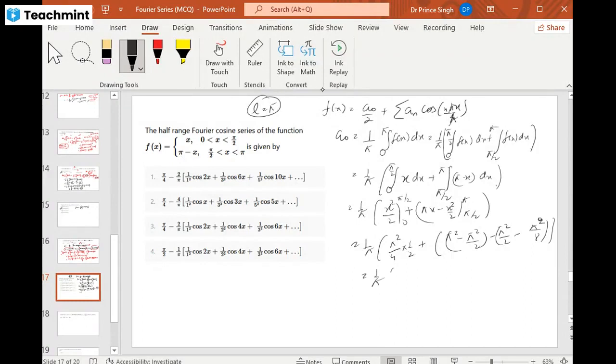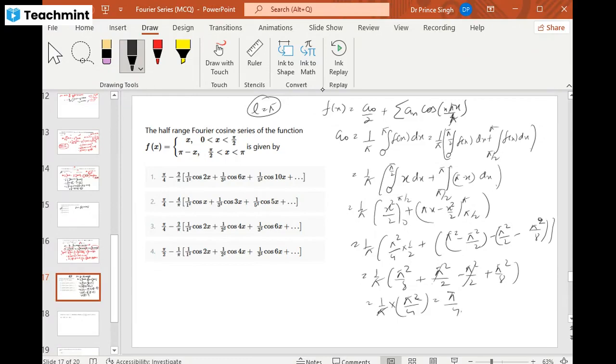This is 1 by pi square by 8 as it is. This is pi square by 2 minus pi square by 2 plus pi square by 8. This will get cancelled out. So 1 by pi into pi square by 4, because pi square by 8 plus pi square by 8 is pi square by 4. So its value comes out to be pi by 4.